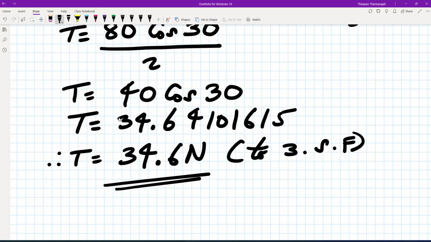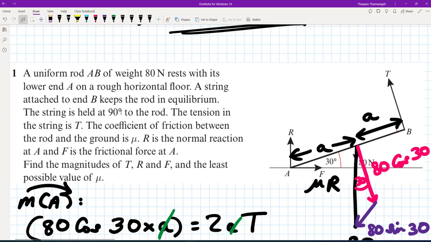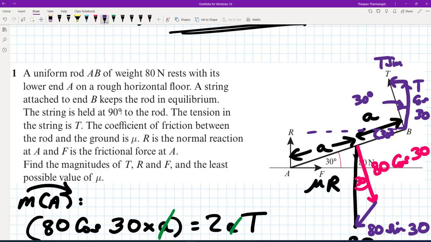Now, then what they want is the normal reaction. So what we need to do here, like what we did in the previous example, is resolve this. So we have a horizontal here. I showed you in the previous example, that's 30. So we can resolve this like so. That's also going to be 30 here. So the one that contains the angle is cos, so it's T cos 30. And that's T sine 30. So we've resolved our components there.